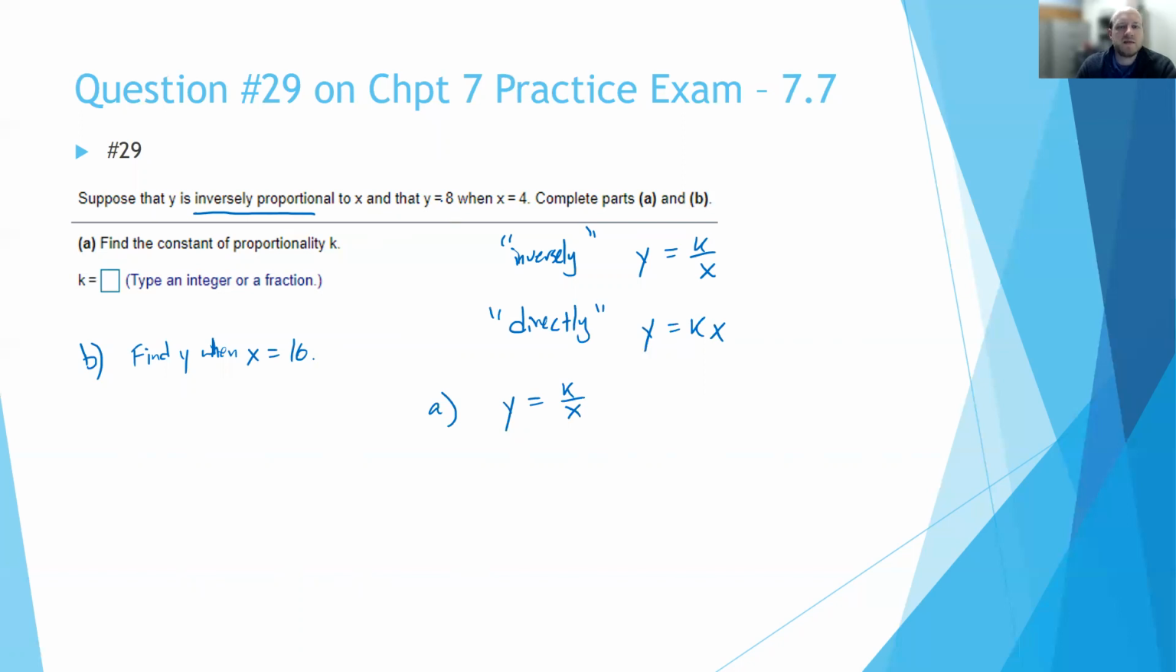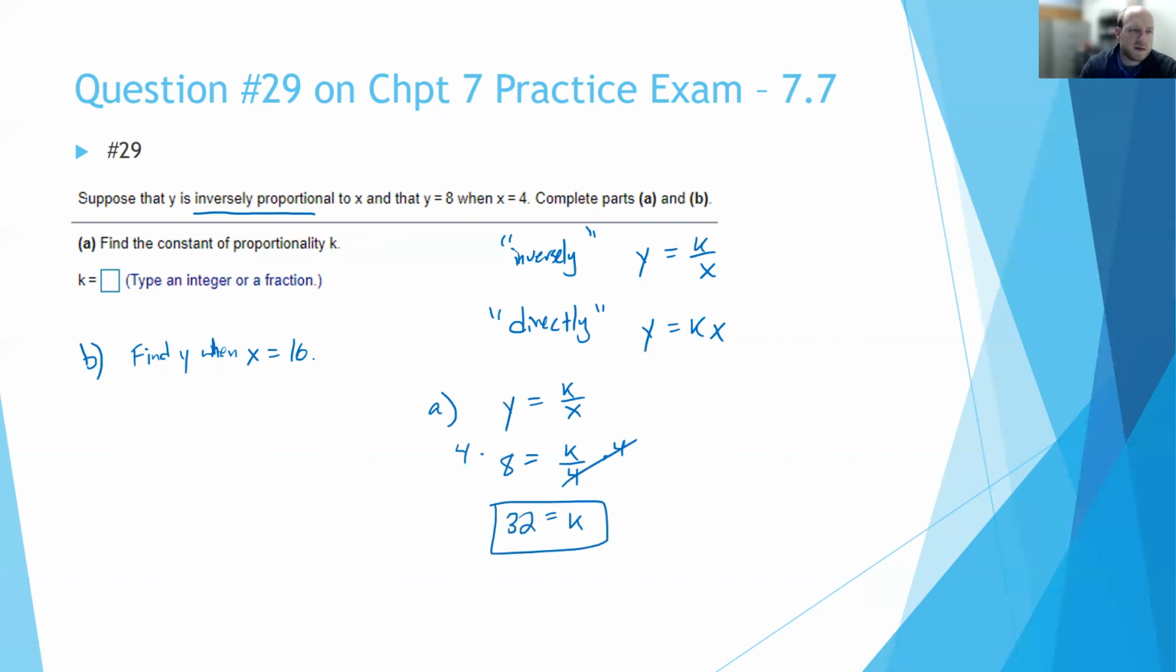And then I just substitute those values that they give you to find k. So y equals 8 and x equals 4. Now I need to solve for k. So what I'm going to do is multiply both sides by 4. Those cancel, so it's going to be 32.